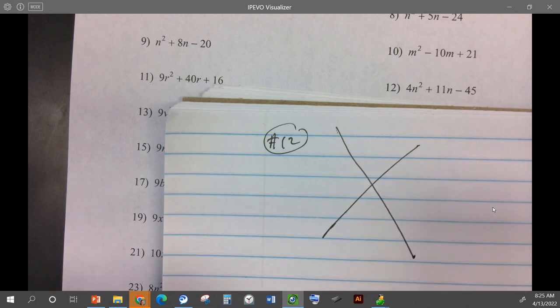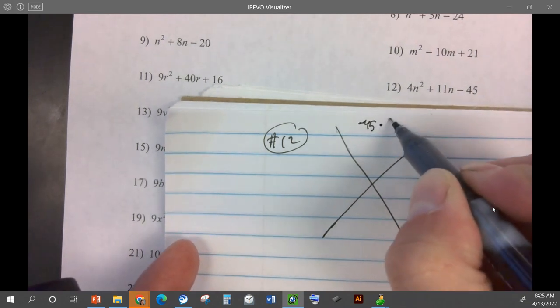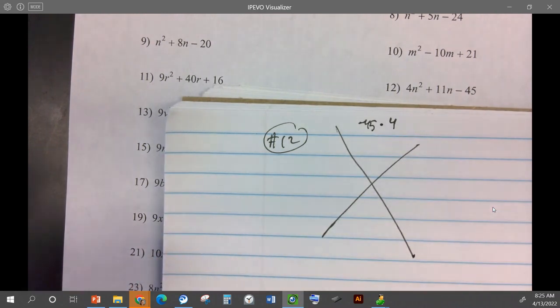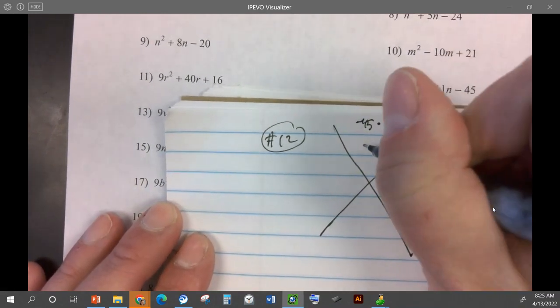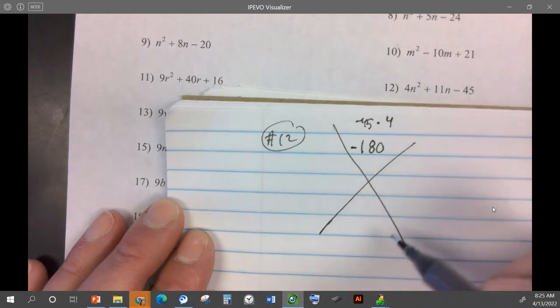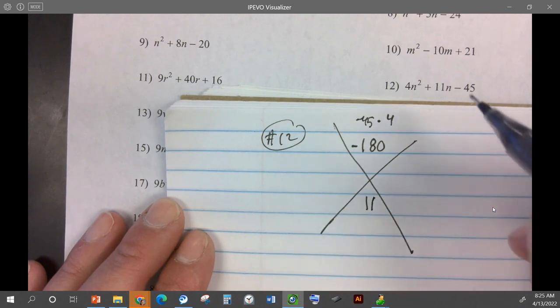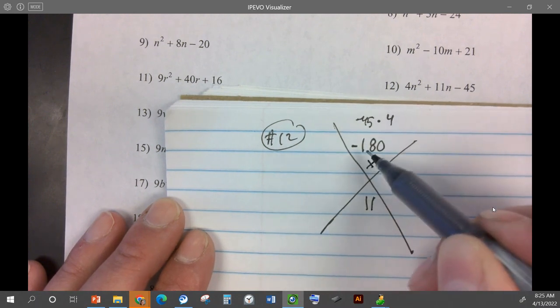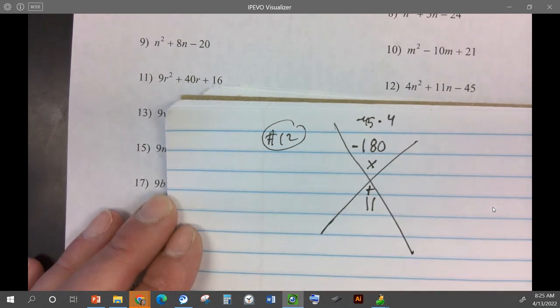So we have to take negative 45 times 4, so C times A. I don't know that. 180? Oh, that makes sense. 180, and it's going to be negative. Okay, and then what number needs to go on the bottom? 11, good, 11. Okay, so we need things that multiply to give us negative 180, and they need to add to 11.